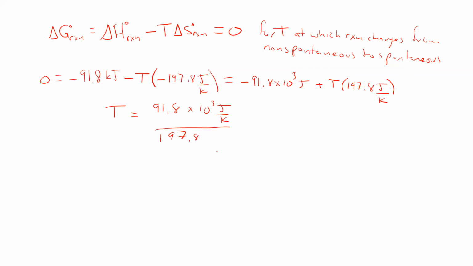Oh, I got my units backwards here. It should just be joules divided by 197.8 joules per Kelvin. Okay, and so when you plug this in, you get a value of 464.1 Kelvin. And so there's our temperature. That's an important temperature for us.